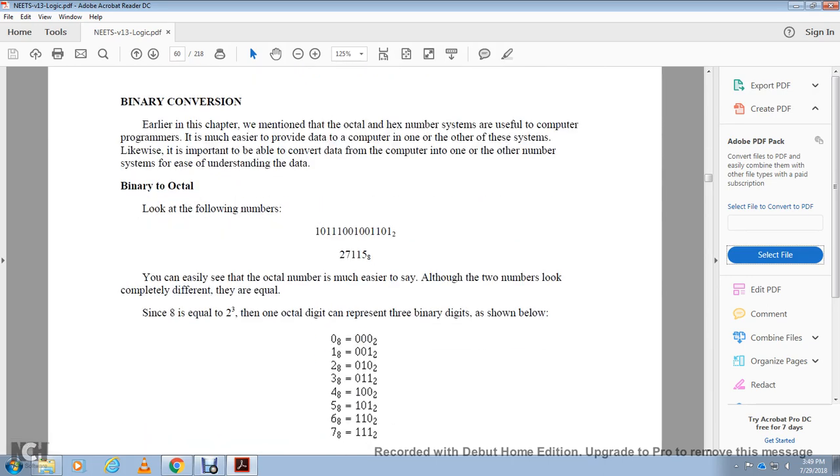Although the two numbers look completely different, they are equal. Since 8 is equal to 2 cubed, one octal digit represents 3 binary digits, as shown. So 0 base 8 equals 000 base 2. 1 base 8 equals 001. 2 base 8 would be 010. 3 base 8 would be 011 base 2.